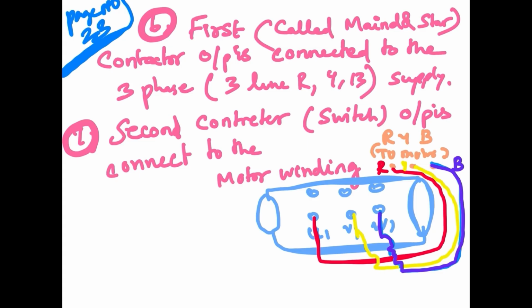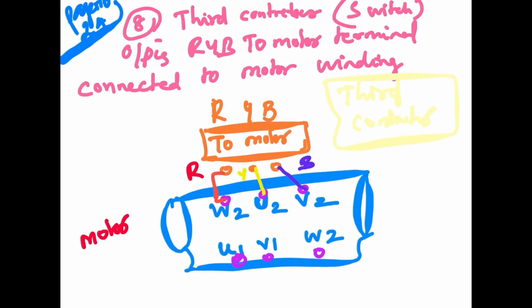The first is called the main and star contactor. Output is connected to the 3 phase, that is 3 line or wire based supply. The second contactor switch output is connected to the motor winding, that is U1, V1, W1, shown in the figure. The third contactor switch output, R, Y, B, is connected to the motor terminals and motor winding, shown in the figure. That is the third contactor, delta 2 contactor, and the motor terminals are connected to W2, U2, V2.